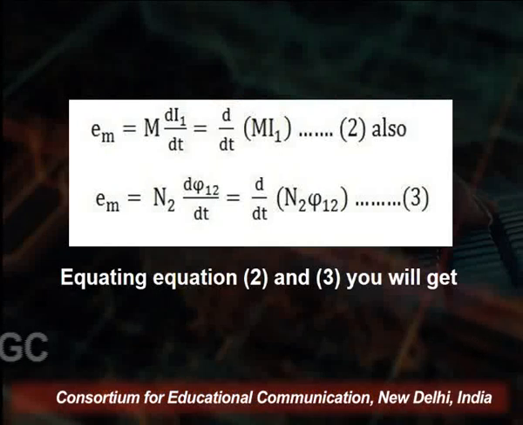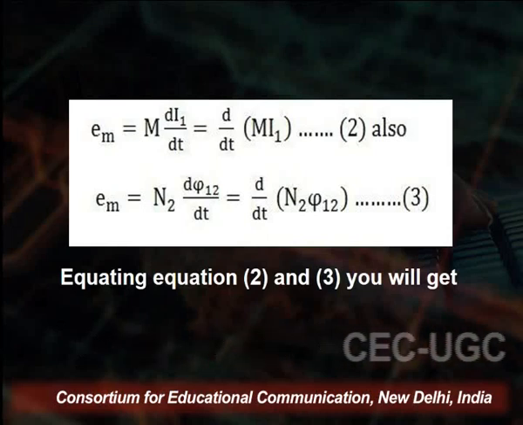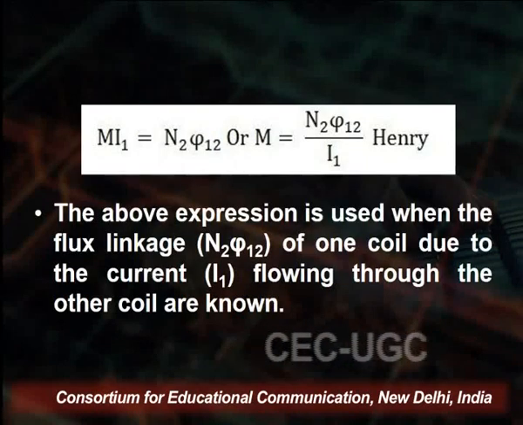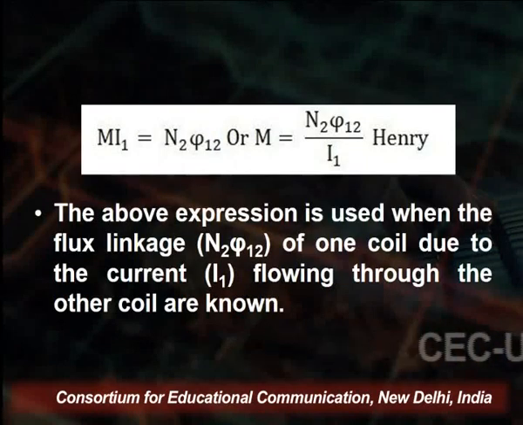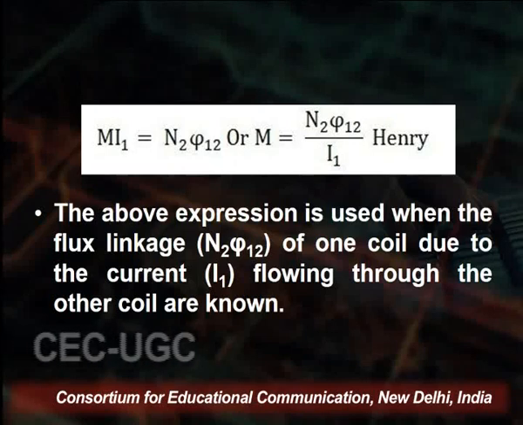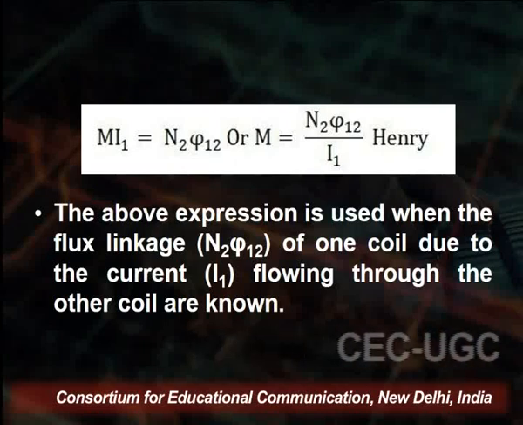Mutual inductance can also be expressed in another way: EM is equal to M di1 by dt, which is equal to d by dt of M i1. And EM can also be defined by the number of turns: N2 d phi12 by dt, which is equal to d by dt of N2 phi12. So M i1 is equal to N2 phi12, or M is equal to N2 phi12 by I1, which is measured in Henry.